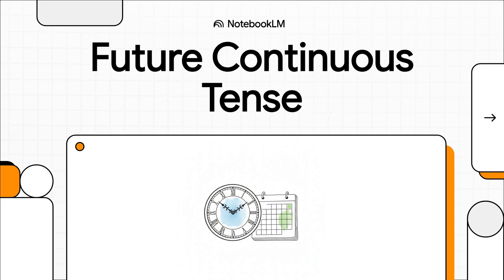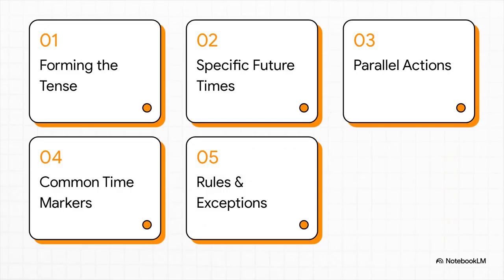Let's get into it. Okay, let's dive into this. Here's our roadmap for today. We'll start with forming the future continuous, then look at specific times in the future, parallel and inevitable actions, spotting common time markers, and finally, important rules and exceptions.